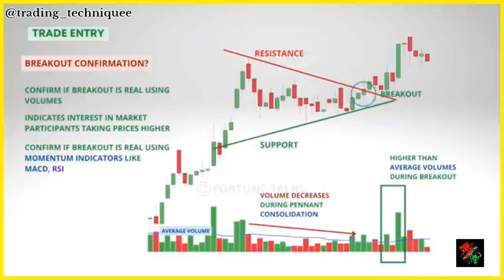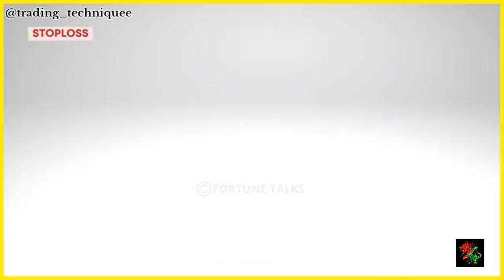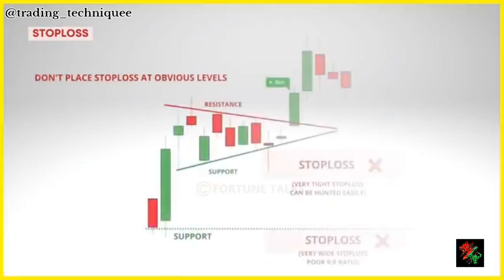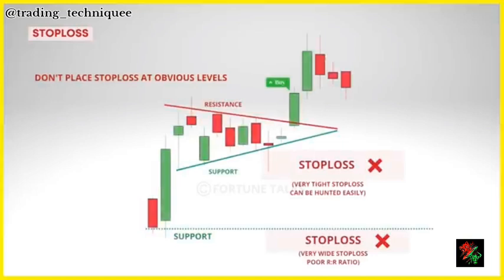Now that you have learned how the bull pennant works and how to enter it, let's talk about how and where to set the stop losses when trading the bull pennant pattern. As I have already discussed, you don't want to set your stop loss at obvious levels like support and resistance, swing highs or lows, etc., because you can get stop loss hunted easily. So your stop loss should be at a level that if crossed invalidates your trading setup.